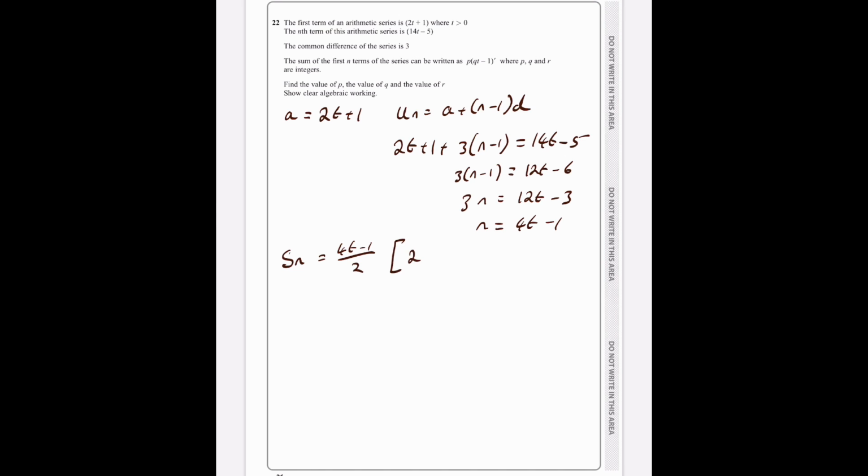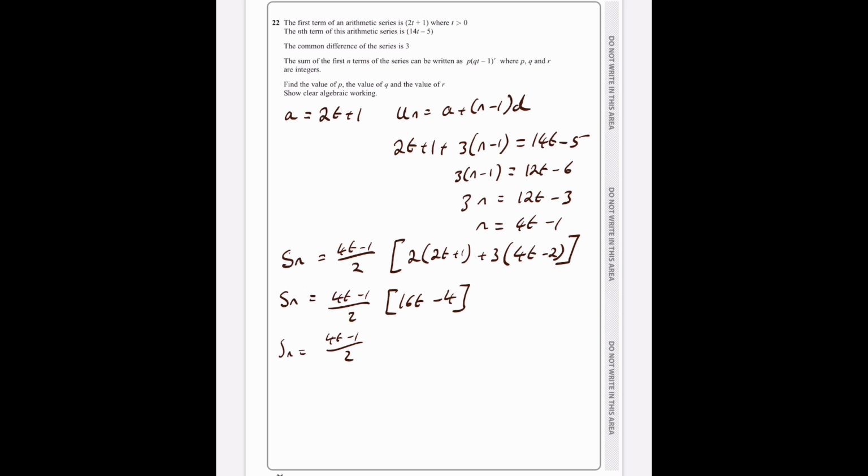Then subbing it into the formula for the sum of n terms, we get n over 2, lots of 2a plus n minus 1 d. You do get given this formula. n is 4t minus 1, a is 2t plus 1. And so we can now expand and simplify. The stuff inside the bracket simplifies to 16t minus 4.